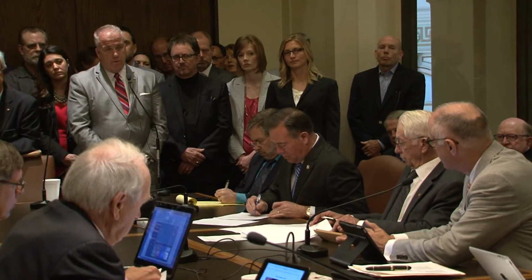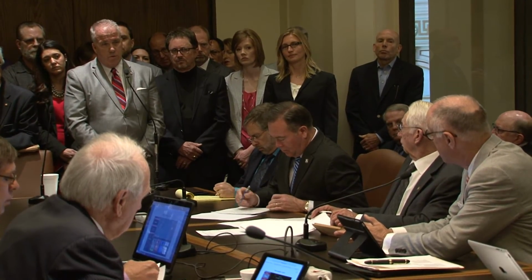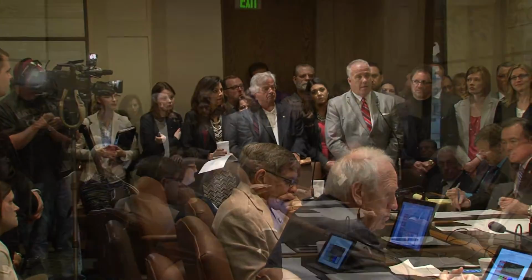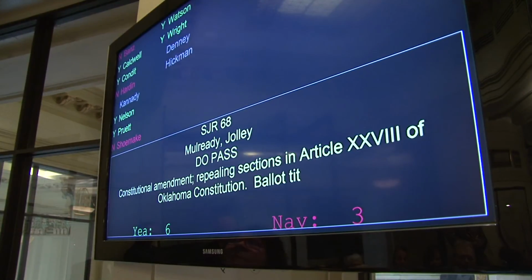This will allow, if you're physically present at the winery, to have some wine shipped back to your home, with annual limits from a single vineyard and total limits in place as well. The House Rules Committee approved Senate Joint Resolution 68 with a vote of 6-3.